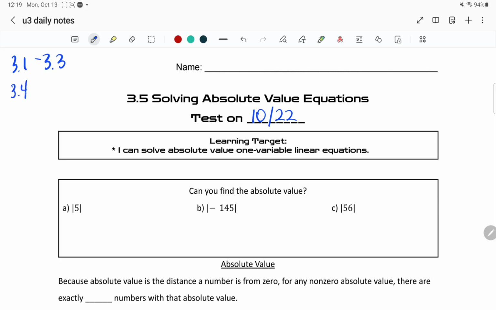So you need to make sure 3.4 is done by the end of today, and this assignment, 3.5. So those are your only worries. Everything else is gone at this point. We've done linear equations. We've done variables on both sides. We've done literal equations where there was a bunch of letters. We've done exponential equations where there's exponents. And now our last thing is absolute value equations.